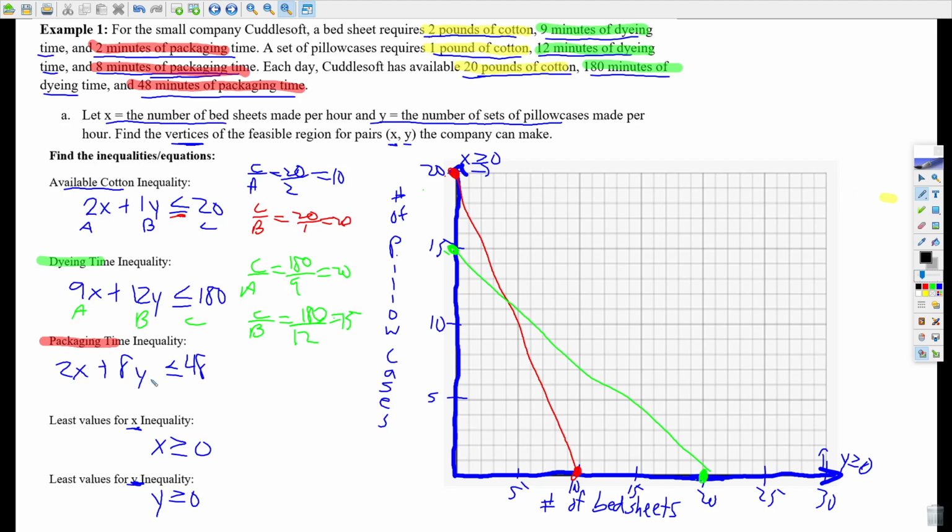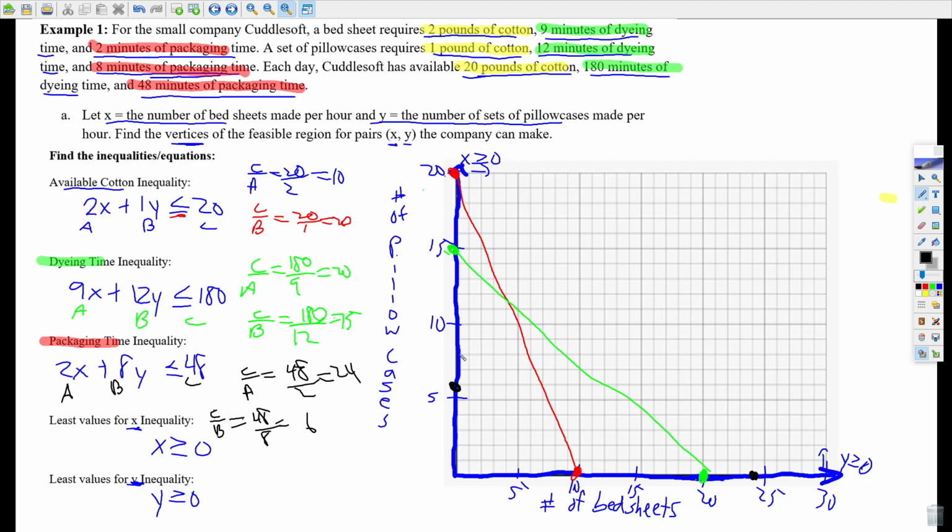All right, the black one, changing to black. We'll do the x-intercept. We're doing the packaging time. C over A would be, A, B, C. 48 divided by 2. That's 24. And we'll throw that in for the x-intercept, 24. Right here. There we go. The y-intercept would be 48 over 8. That's 6. Remember, that's C over B. Y-intercept would be 6 right here.